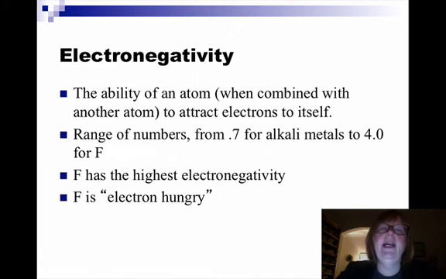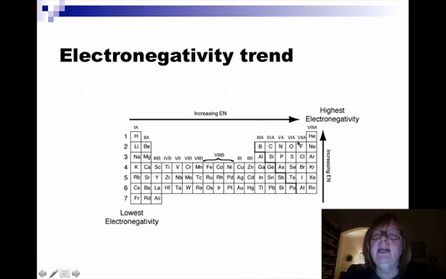The last trend we're looking at is electronegativity. It's the ability of an atom to attract electrons to itself. You can assign numbers for electronegativity, and they range from something like 0.7 all the way up to 4. If you can remember that fluorine has the highest electronegativity, in other words, fluorine really, really wants electrons, that makes sense because of where it is on the periodic table. It's one away from a noble gas, and its electron shell is close to that positive nucleus.